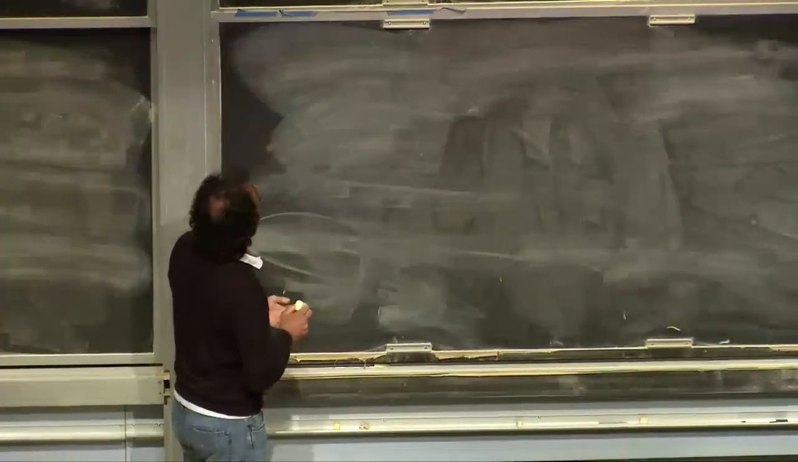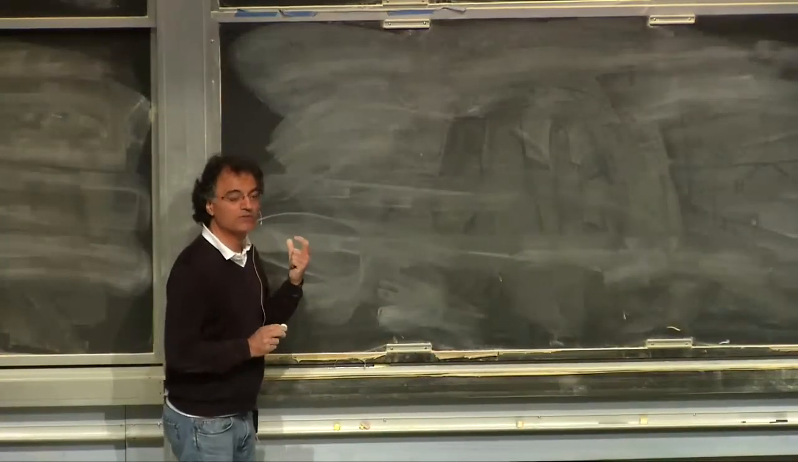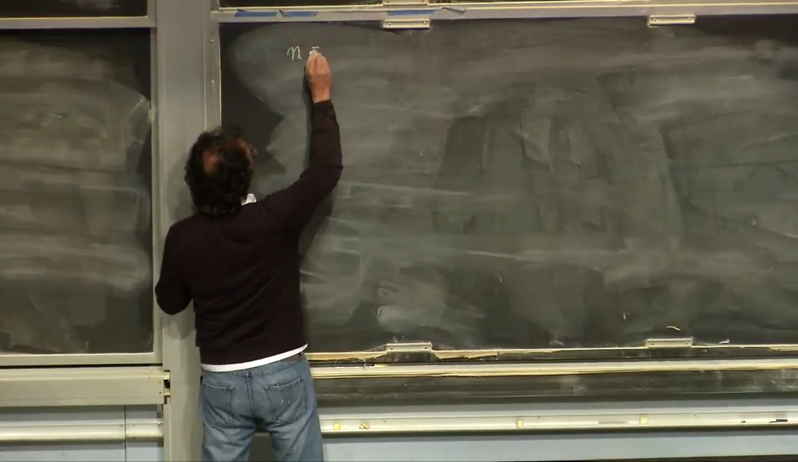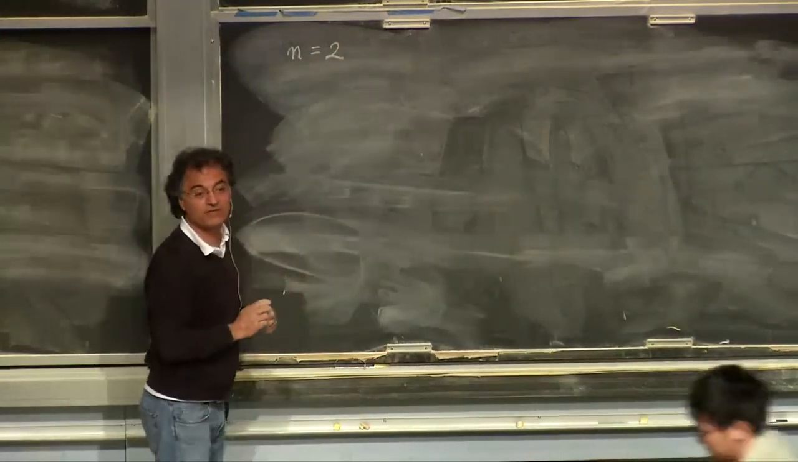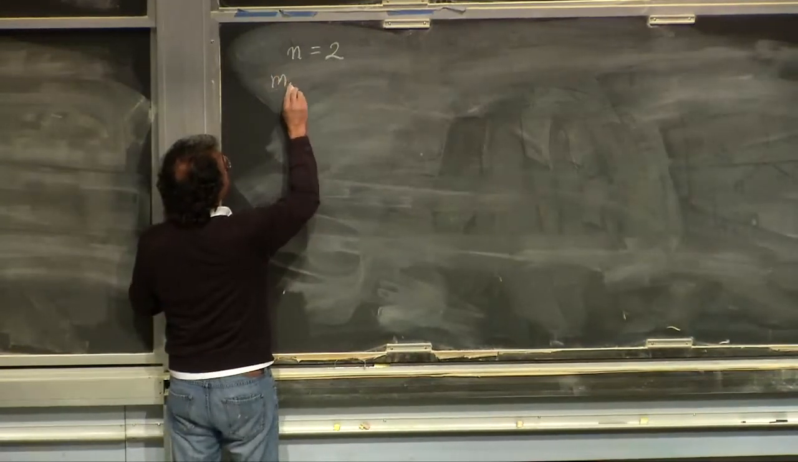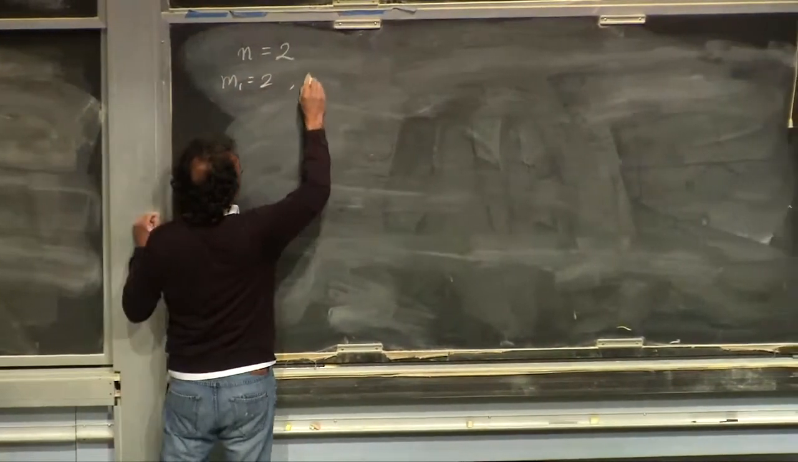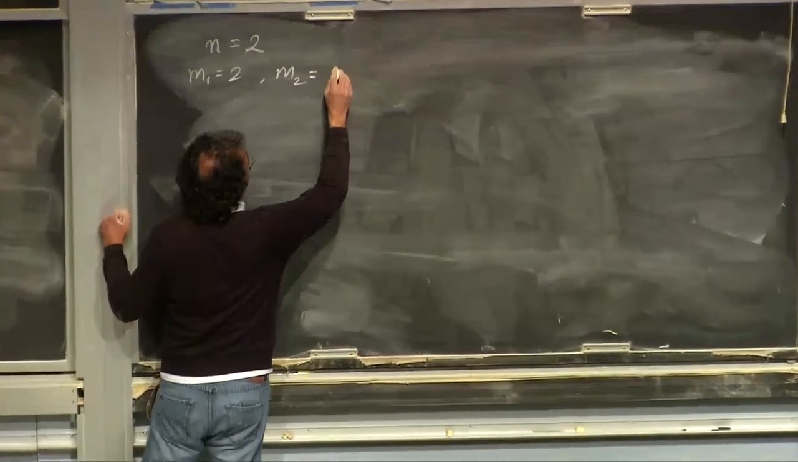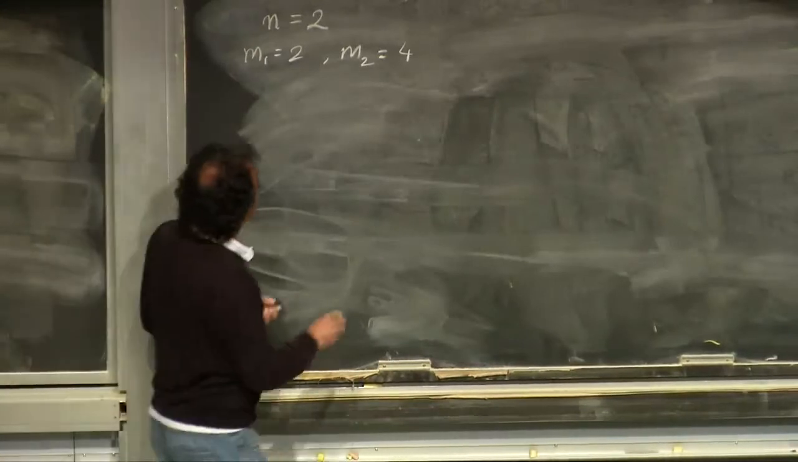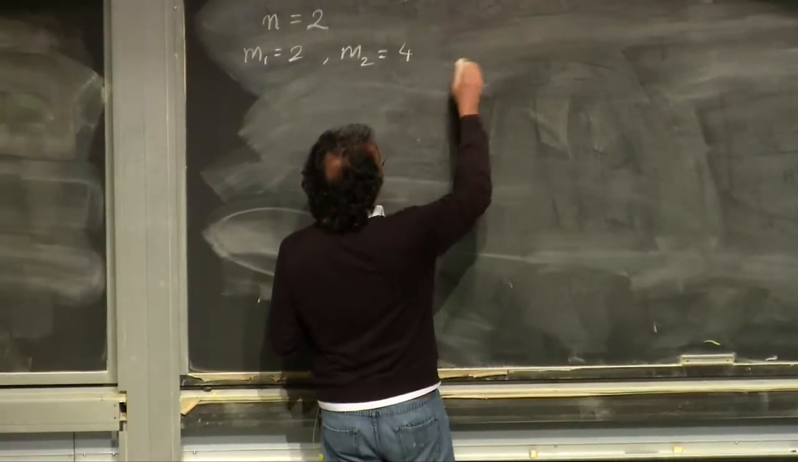Okay, so let's talk about the case of general errors. Let me assume that now what I'm trying to transmit is, let's do a specific case. Let's say that n equal to 2. So we have 2 characters that we are trying to transmit. So we have m sub 1 equal to 2, m sub 2 equal to 4, something like that. And let's say that we are afraid that there might be one error.